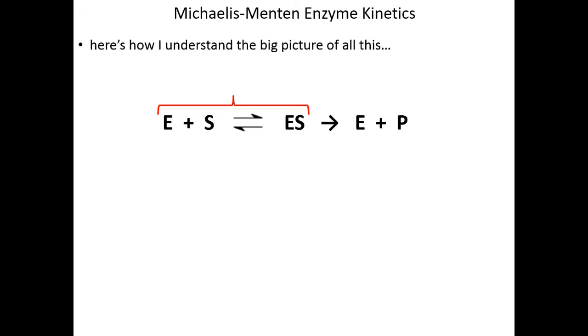This first part, enzyme and substrate separately, coming together to create the enzyme-substrate complex, that's where Km comes into play. Km is directly related to the efficiency of substrate binding, and substrate binding is only important here in phase 1 of the reaction. Once enzyme-substrate complex is formed, what we need to happen next is the creation of product, and that's the turnover number. The amount of product we can make per unit time is our Kcat.